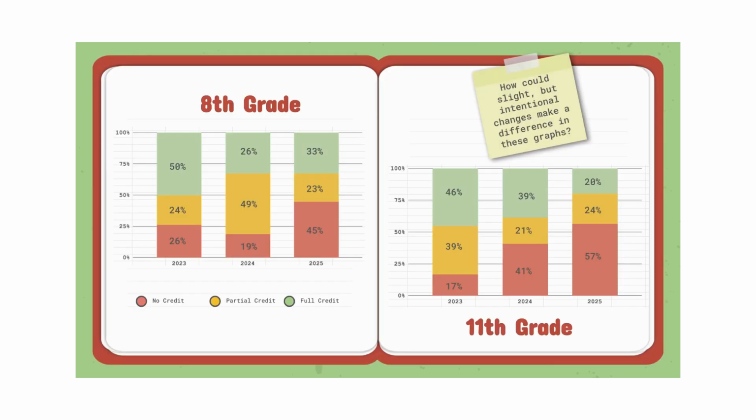Take a moment to orient yourself to the data presented on this slide. Notice how our 8th and 11th graders have performed on SCR items for the past 3 years on their end-of-year STAAR or EOC exams. Pause the video and discuss or individually reflect on the data presented here. What slight but intentional changes could make a difference in the data shown on these graphs?